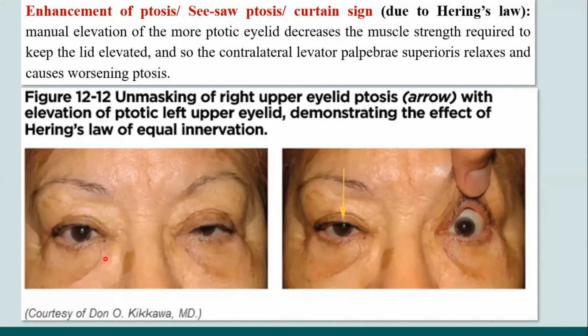I showed you this slide before, I think in the previous class, about how we do enhancement of ptosis. If we have any case of ptosis, you manually elevate the ptotic side or the more ptotic side and look for any worsening or change in the ptosis on the other side. And as you can see, there is a little bit of worsening of ptosis on the right side. So once again, let's read it together. Manual elevation of the more ptotic eyelid decreases the muscle strength required to keep the lids elevated. So the contralateral levator muscle relaxes and causes worsening of ptosis. This is for positive results. If we have a positive result, the ptosis on the contralateral side will get worsened.